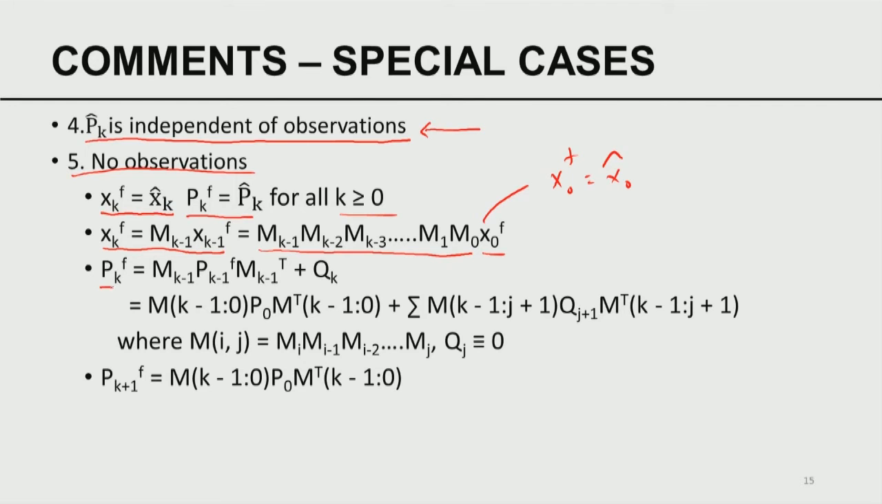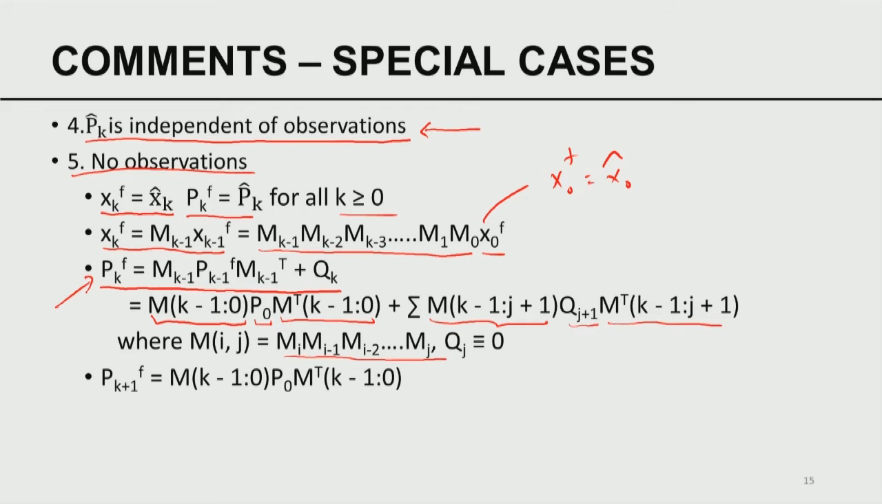Now let's consider the forecast covariance. Look at this. There is a recurrence. K depends on k minus 1. So if you open this up, there is a product of model matrices times P naught, the transpose of that product, plus the product of model matrices and Qj, where Mij is given by this. When there is no observation, this is the forecast covariance.